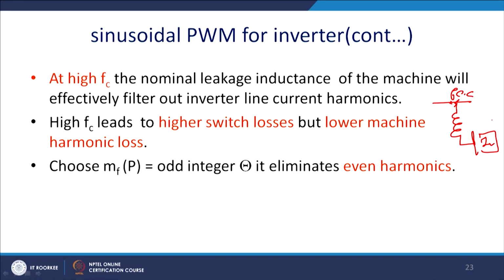And there is a second point: a high carrier frequency leads to higher switching losses, and we also require switches with a higher frequency rating. But it lowers the harmonic losses, since the amount of THD will be low. Generally we choose the ratio of the triangular wave to the modulating wave as some odd number, so that all the even harmonics will be eliminated.